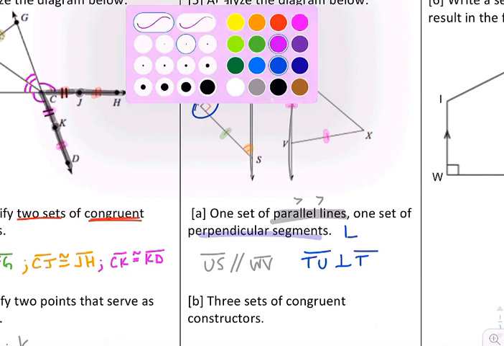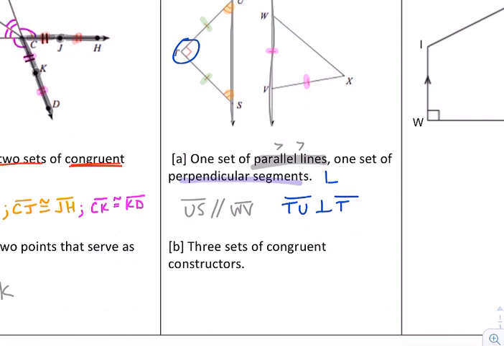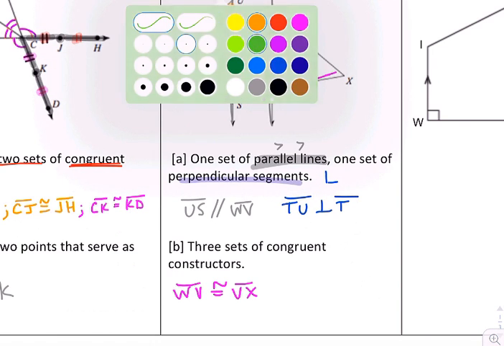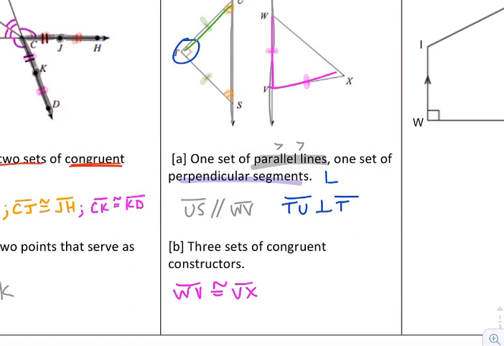So marking the purple first, or the pink first, I guess it's kind of pink. We have segments. So we have WV congruent to VX. Okay. Actually, let's go to green next. And so on the green, we have TU congruent to TS.